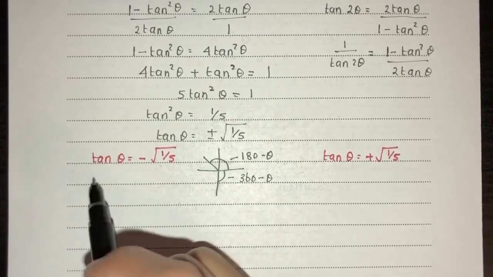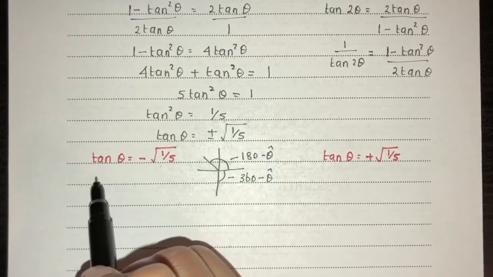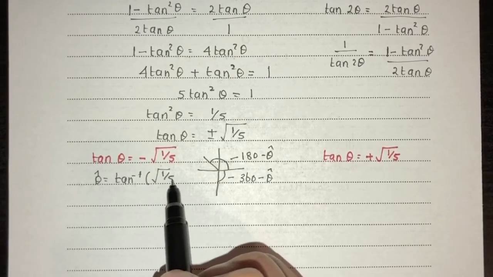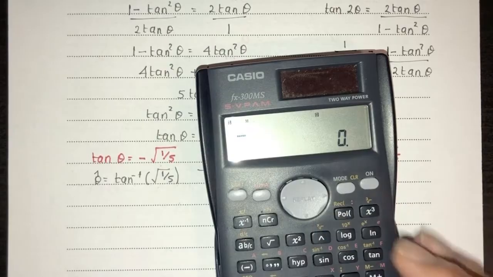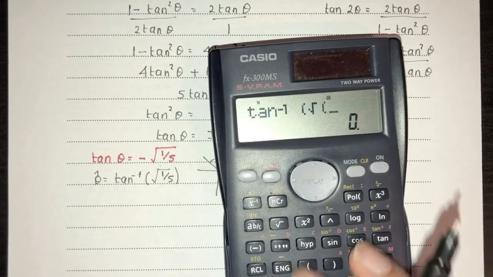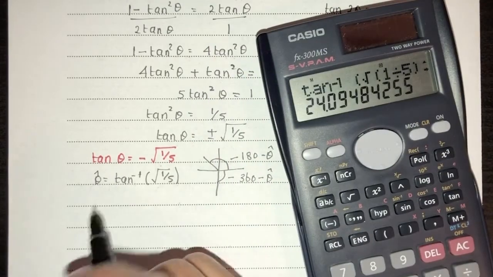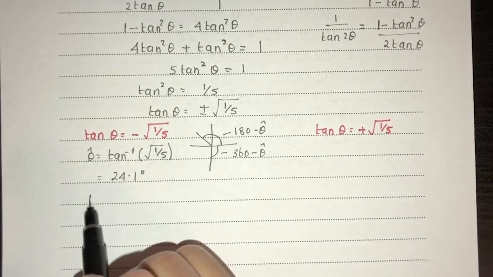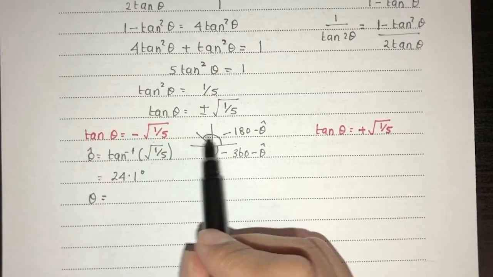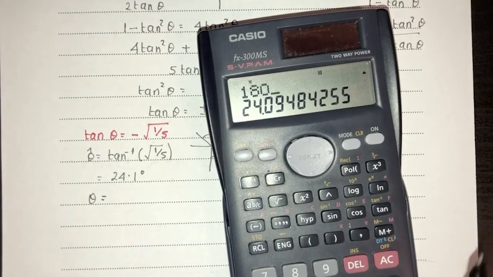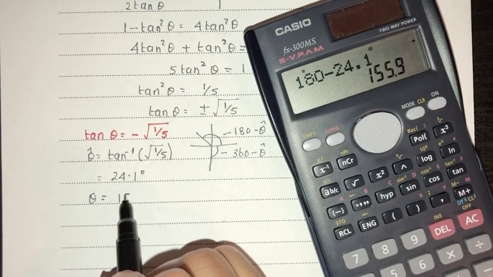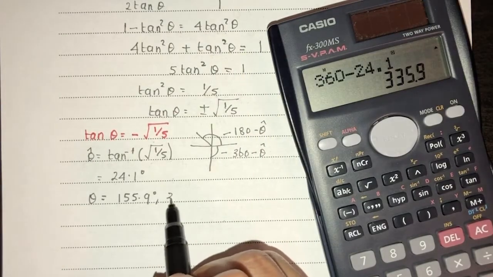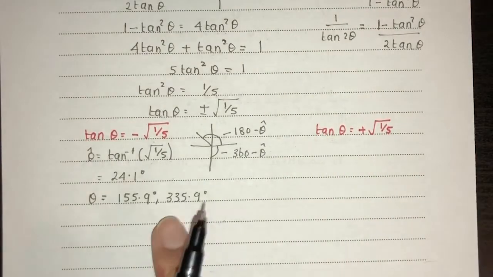So let's do that. First we have to find the value of this theta. This theta right here is basically tan inverse of the positive value of root 1 over 5. Let's do that in degrees, tan inverse of root 1 divided by 5. That should be 24.1 degrees, right? Now from this we can find the value of theta. Going back to your quadrants, the first one is 180 minus 24.1, that will be 155.9, or it can be 360 minus 24.1, that will be 335.9. Those are the two values when it is negative.